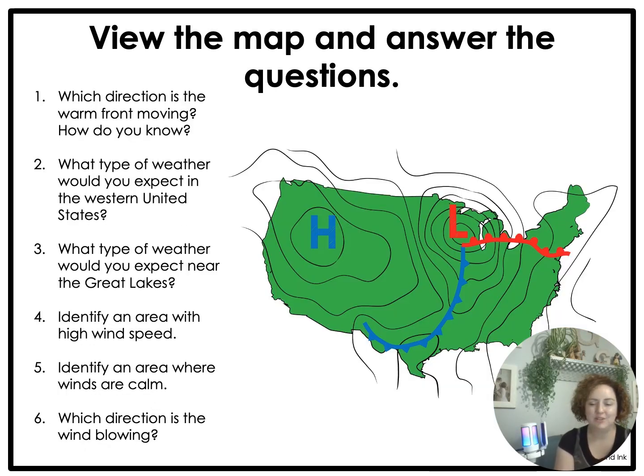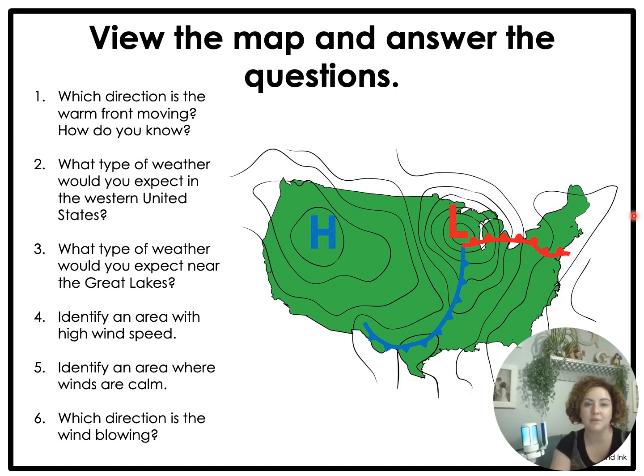Final one, I just wanted to give you a little more practice. So, view the map and answer the questions. Which direction is the warm front moving? Okay, warm front, remember we're looking for the suns, the red, because that's what's going on. Here, the direction it's moving is north. The symbols point in the direction they're moving.